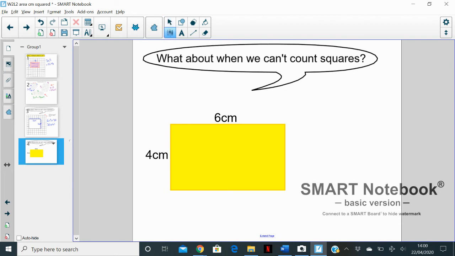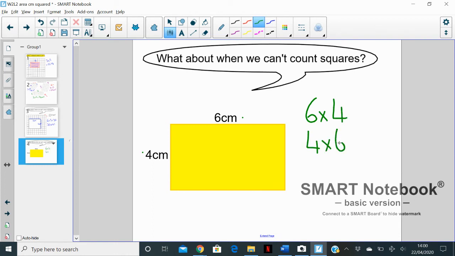So I can see that we've got 6 centimetres length, 4 centimetres width. Okay, that means I need to do 6 multiplied by 4, or 4 multiplied by 6. You could use your 4 times table, you can use your 6 times table, whichever one you feel more confident in. I know that 6 multiplied by 4, or 4 multiplied by 6, is equal to 24. And because I can see the measurement was centimetres, I know that it's 24 centimetres squared.